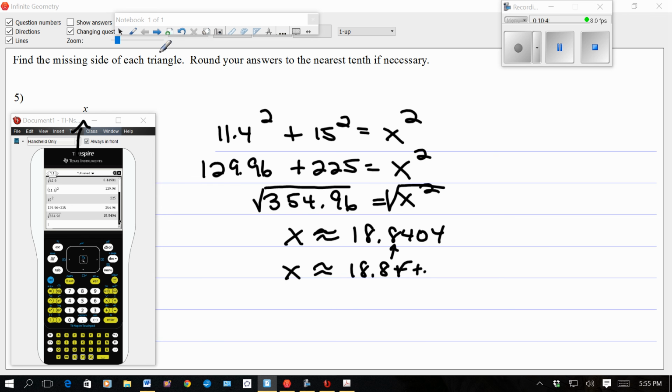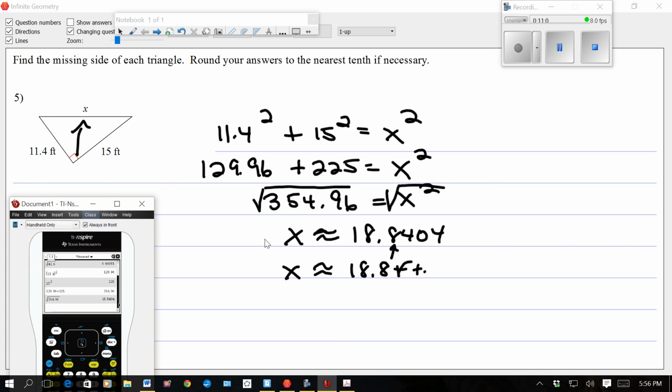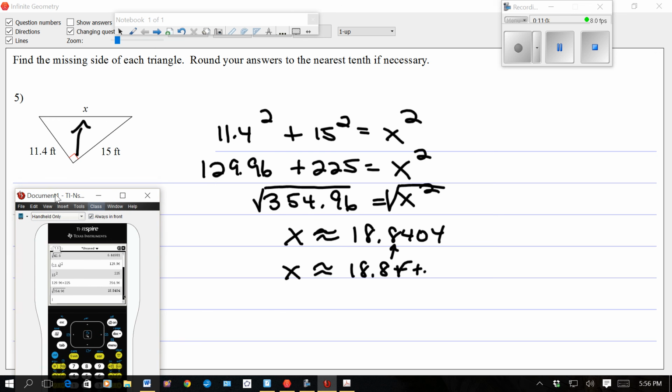All right. Now you need to do the rest of them. Problems 1 through 4 are the missing legs. Problems 5, 6, 7, and 8 all deal with the missing hypotenuse. Once you do those, bring them in tomorrow, and I'll check them for you.